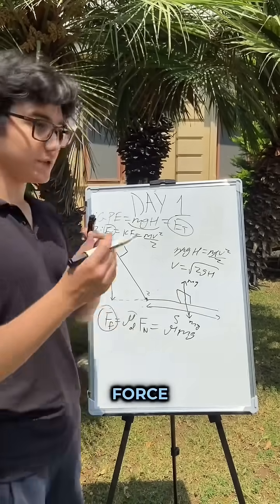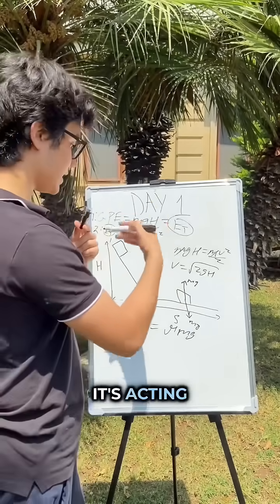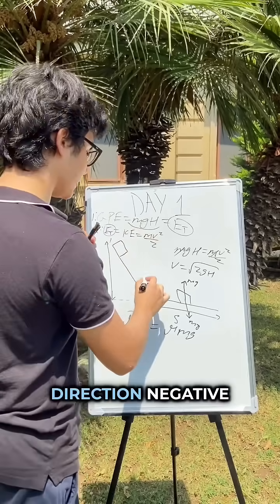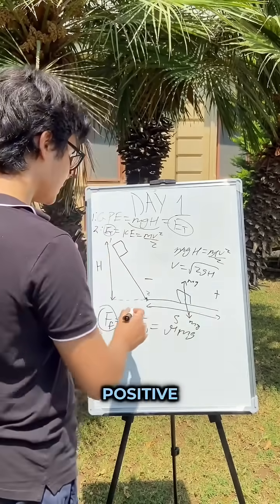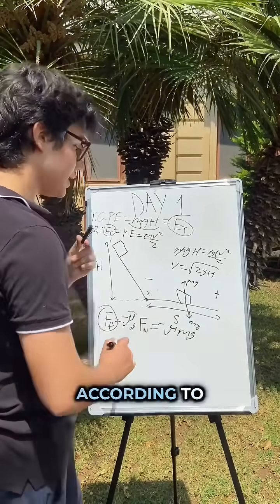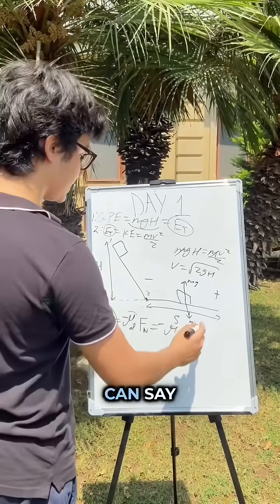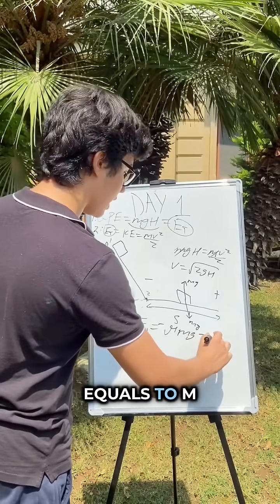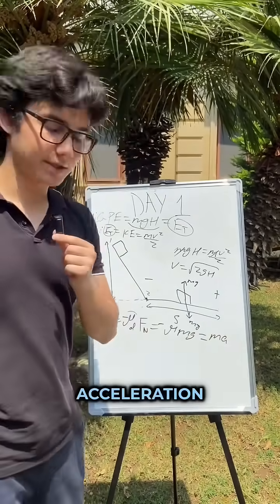Our friction force is acting in the opposite direction, in the negative direction. So we'll take this direction negative and we'll take this direction positive. So here, we're just going to put a minus sign. According to Newton's second law, we can say that this all equals ma, where a is the acceleration.